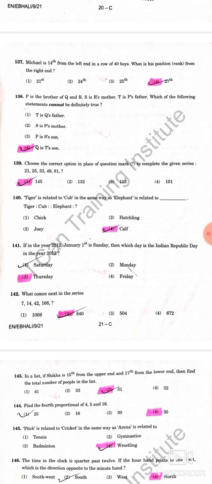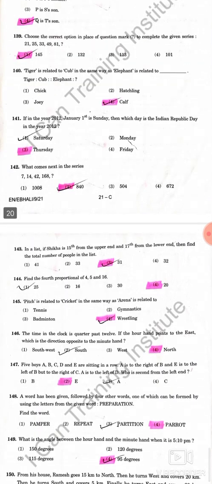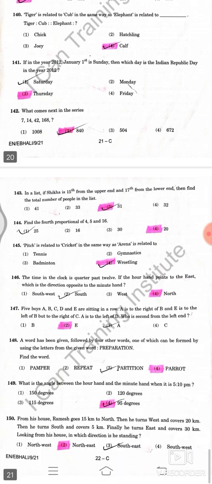Question number 139. Choose the correct option in place of the question mark to complete the given series. 21, 25, 33, 49, 81, question mark, and the answer is option number 1. Question number 140. Tiger is related to cub in the same way as elephant is related to, and the answer is option number 4. Question number 141. If in the year 2012 January 1st is Sunday, then which day is the Indian Republic Day in the year 2012? And the answer is option number 3.